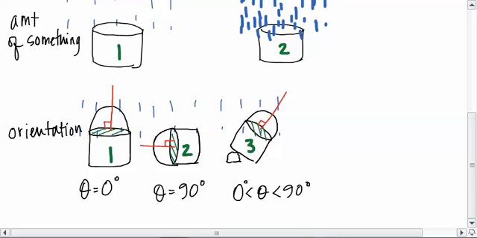Okay. When the angle is 0, we have the most flux. When the angle is 90, we have the least flux. Is that a cosine function? Seems like a cosine function. So there's a cosine function there.